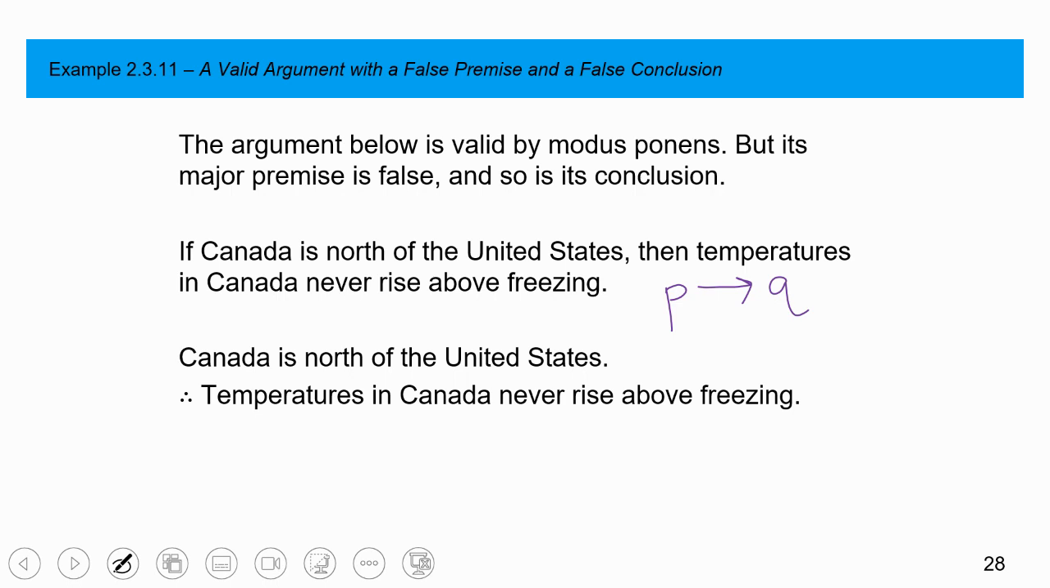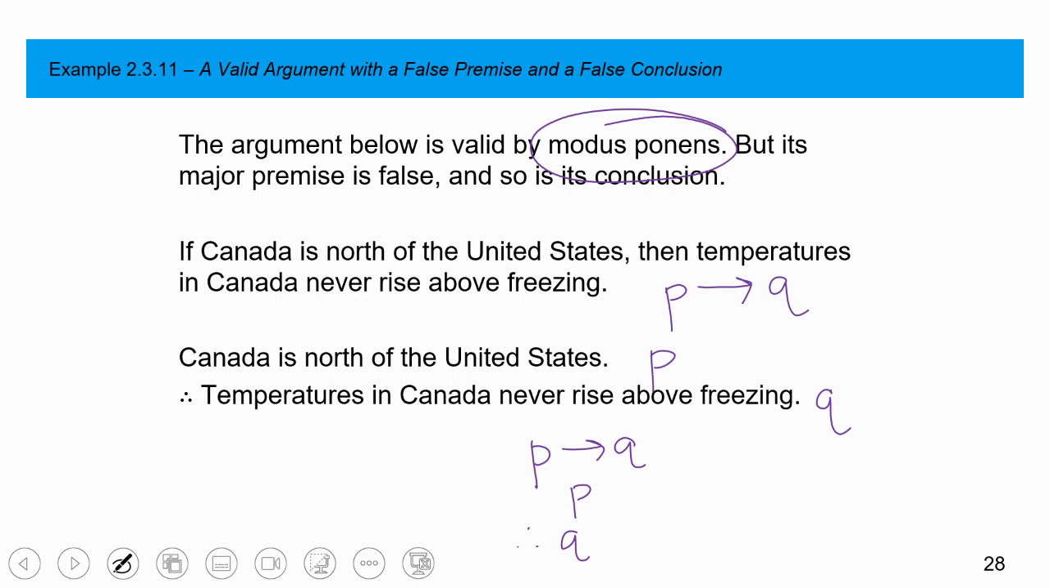The next statement says Canada is north of the United States. That's P. We conclude Q, temperatures in Canada never rise above freezing. So we have P implies Q as a premise. We have P, and our conclusion is Q. This form of argument is a valid form called modus ponens. Okay, that is a valid form of an argument.